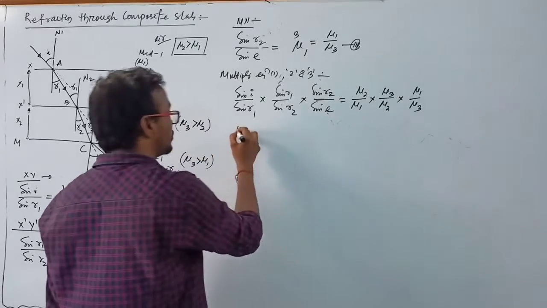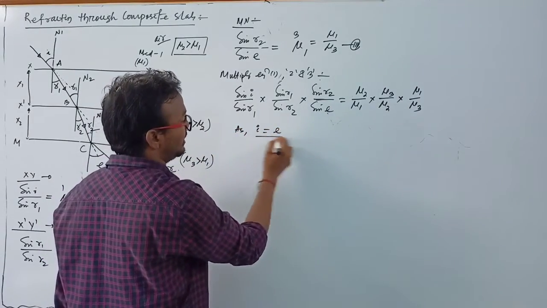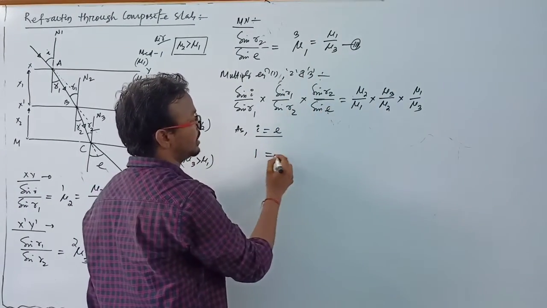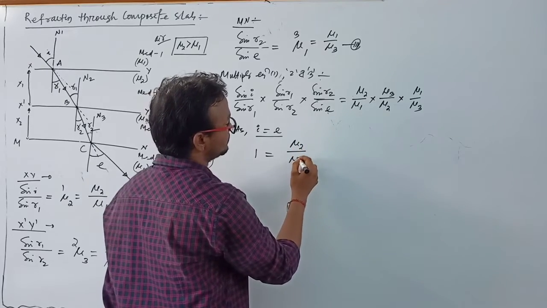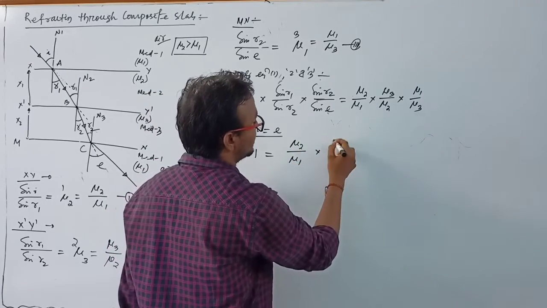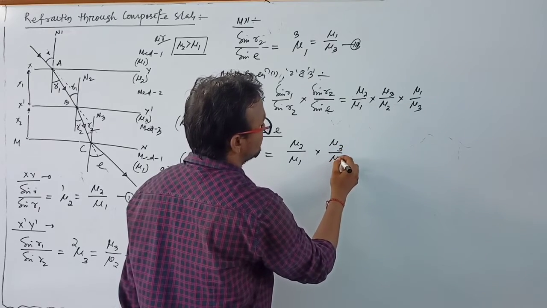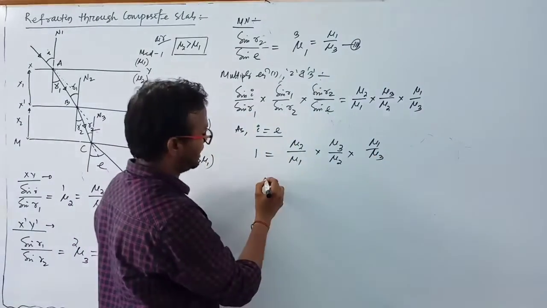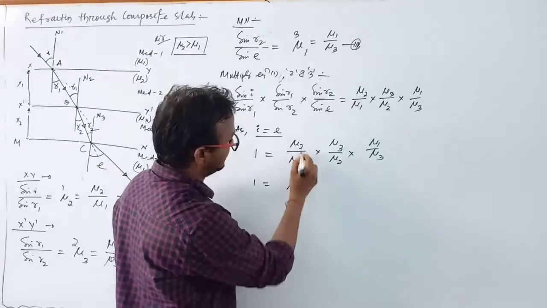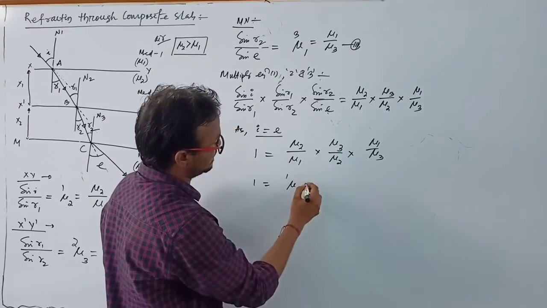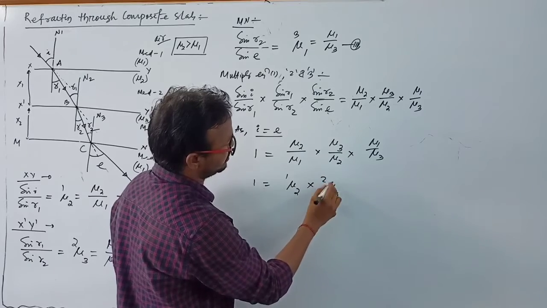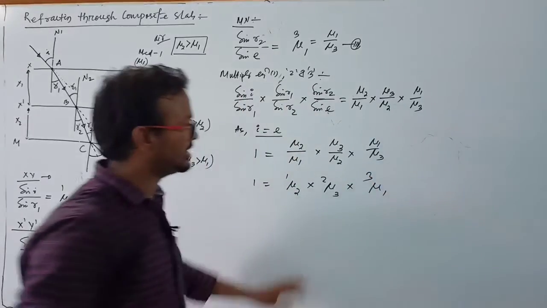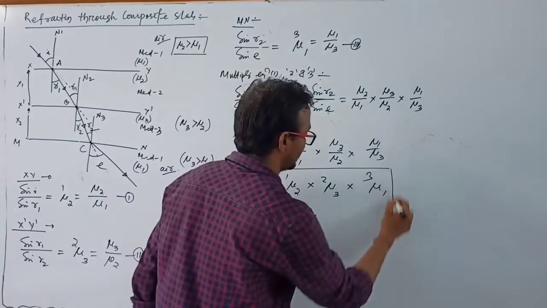Clear? As we know, the angle of incidence equals the angle of emergence, and all the terms cancel each other, so the left-hand side is 1, which equals mu2 by mu1 into mu3 by mu2 into mu1 by mu3. Clear? You can also write this relation as the refractive index of the second medium with respect to the first, the refractive index of the third medium with respect to the second, and the refractive index of the first medium with respect to the third. This is the general expression for this composite slab.